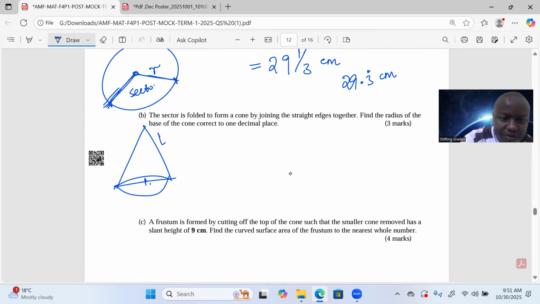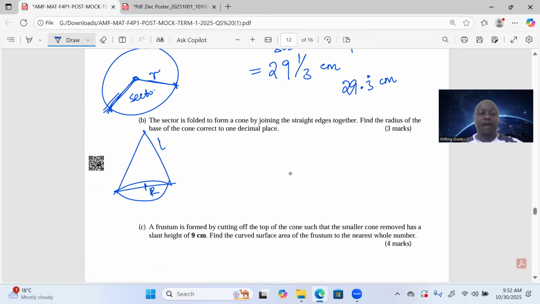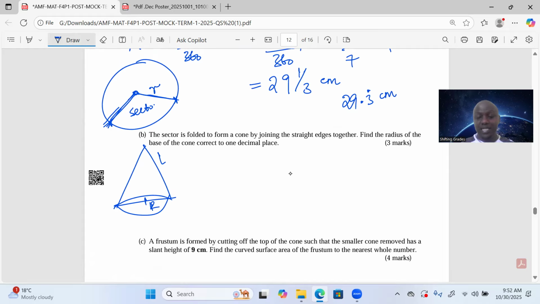But now the cone formed will have a different R. I don't know now whether you get that concept. The cone being formed will have a slanting length that is equivalent to the radius of the sector forming it. So slanting length will be equal to the radius of the sector that has been folded. So when you fold a sector, whatever was radius now changes to a slanting height. Then now the cone formed will possess a different radius at the base. That is the radius we want.